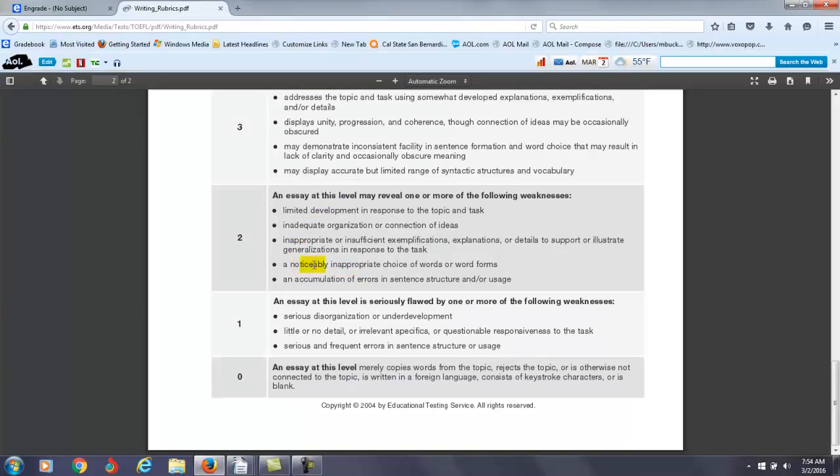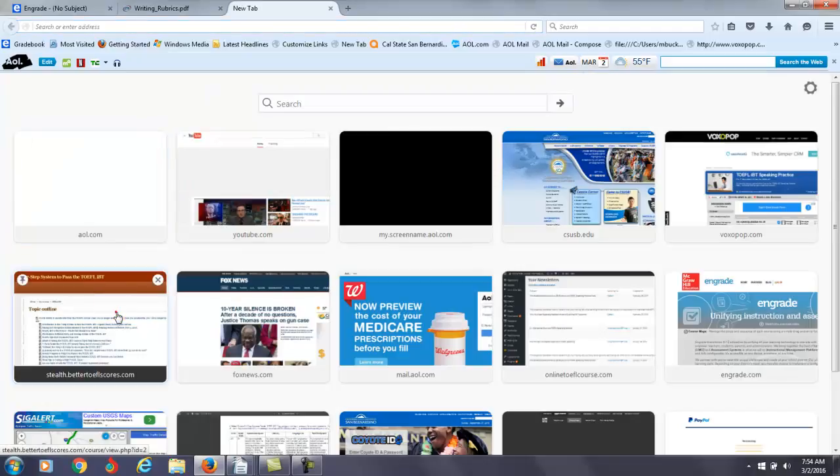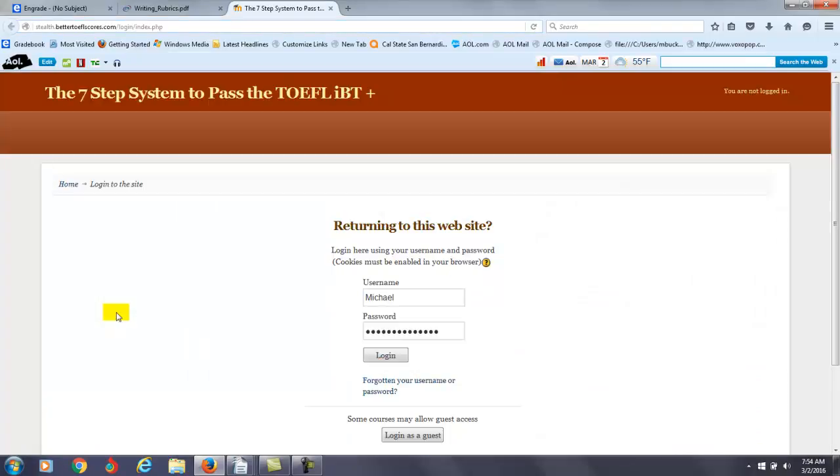Now also, you have a noticeably inappropriate choice of words or word forms. You have to get a little bit better command over your vocabulary. You have an accumulation of errors in sentence structure and or usage. So for you, I think if you go to my online course, let me give you some things that I think are going to be helpful for you.